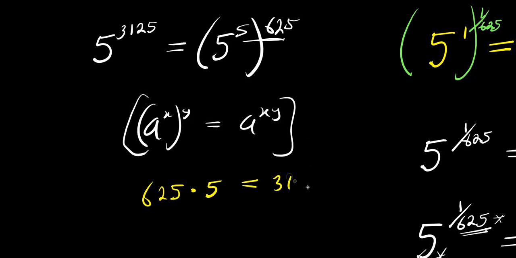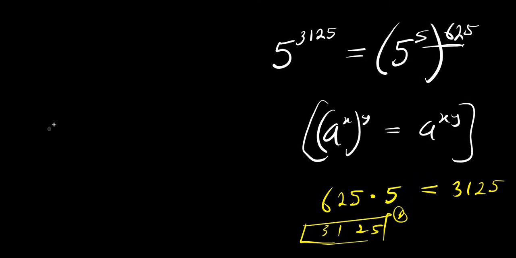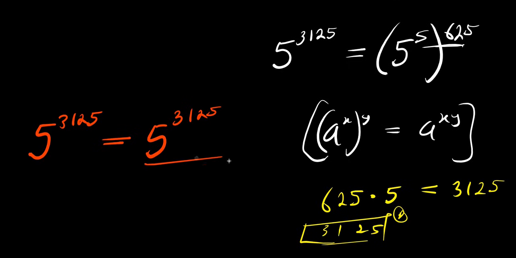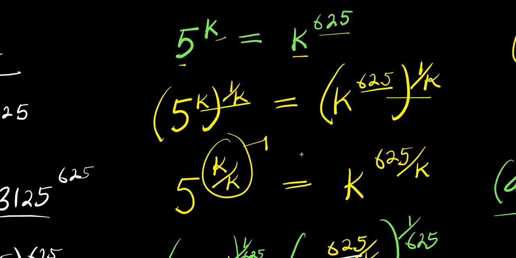And this equals 3125 because 5 times 5 is 25, 5 carry over 2. 5 times 2 is 10 plus 2, 12 carry over 1. 5 times 6 is 30 plus 1, that is 31. So right now, we simply have 5 to the power of 3125 equals 5 to the power of 3125. This part and this part are the same. So this actually means that our solution here is obviously correct.